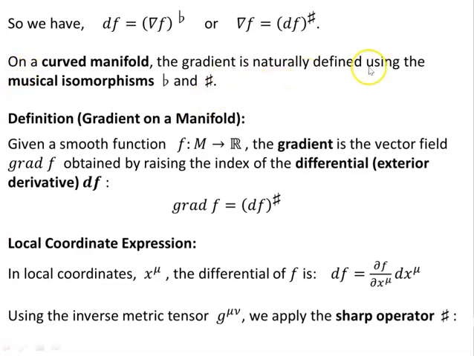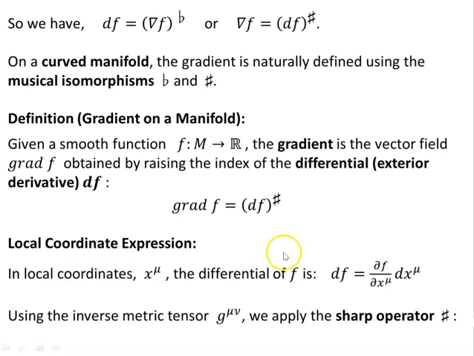So on a curved manifold, the gradient is naturally defined using the musical isomorphisms flat and sharp. So, the definition of the gradient on a manifold, now this is general, not just Euclidean space, it generalizes to curved space. Given a smooth function f, a map from the manifold M to the reals, the gradient is the vector field grad f obtained by raising the index of the differential, the exterior derivative df. Okay, so grad f is df with the sharp operator acting on it.